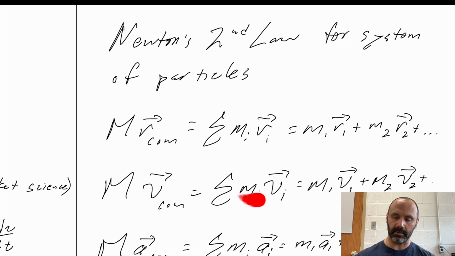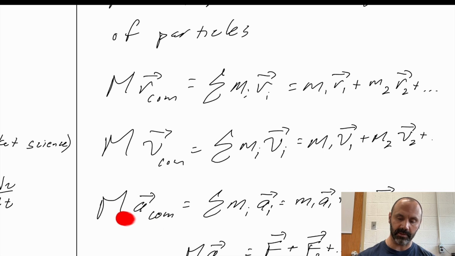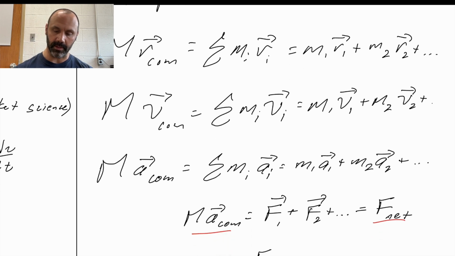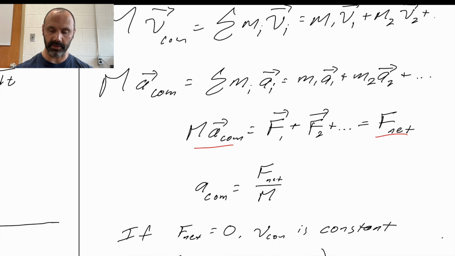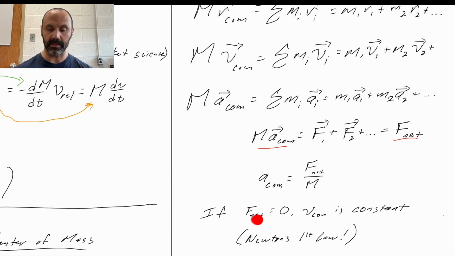And then you just take the sum of all the momenta, and then the mass times acceleration. So the net force is, again, you just find the mass times acceleration of all of the individual particles, add them together. And so what you end up with is that m a equals F net. And again, that's just Newton's second law. And then if F net is constant, or F net is 0, then the velocity of the center of mass is constant. And that's just Newton's first law.